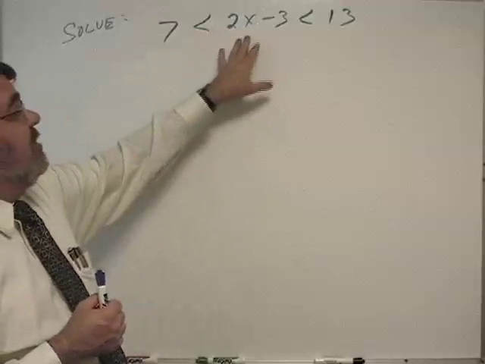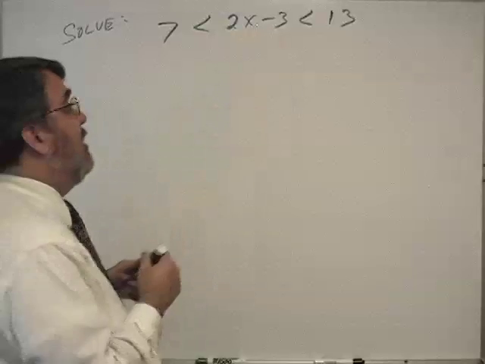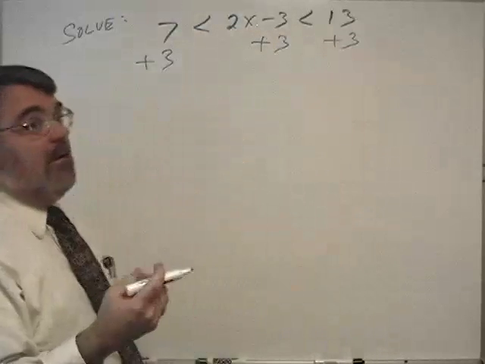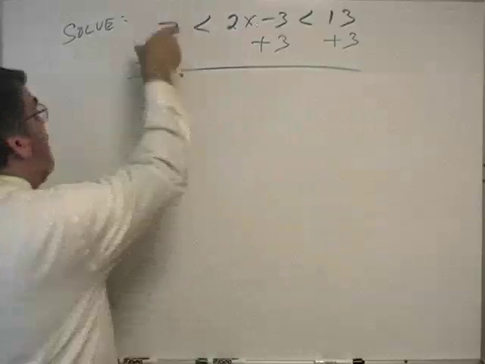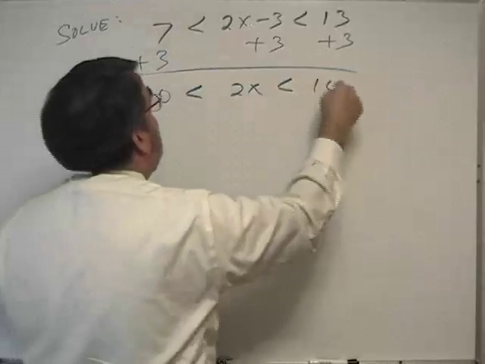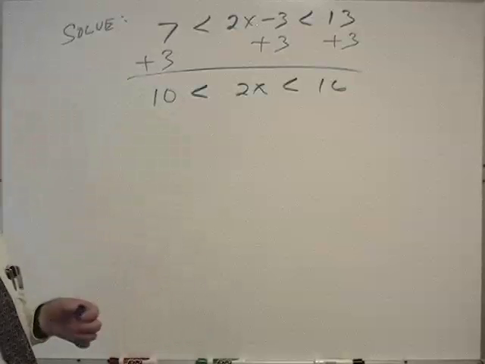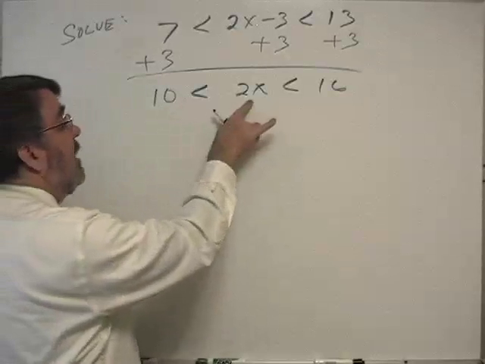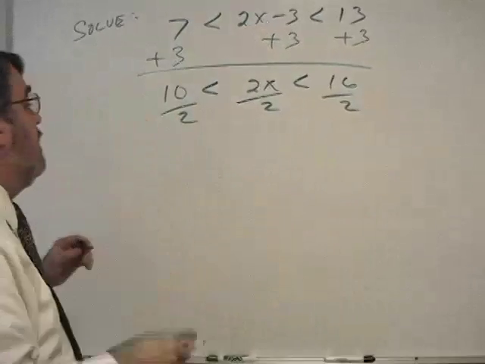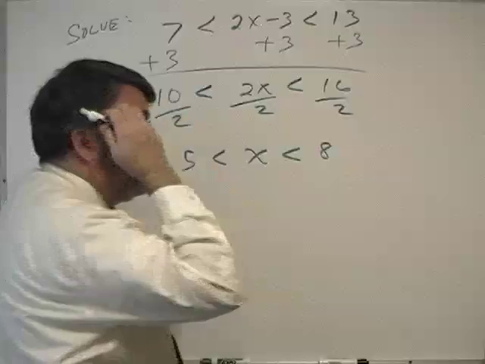I want to isolate x, which means I want to get rid of negative 3 inside here. So I'm going to add 3 to all parts of this. So I put plus 3 under each part of the inequality, and we get 10 is less than 2x is less than 16. And then our next step is also intuitively clear. I need x, so I need to divide by 2. Divide each of the 3 parts by 2, and we get 5 is less than x is less than 8.